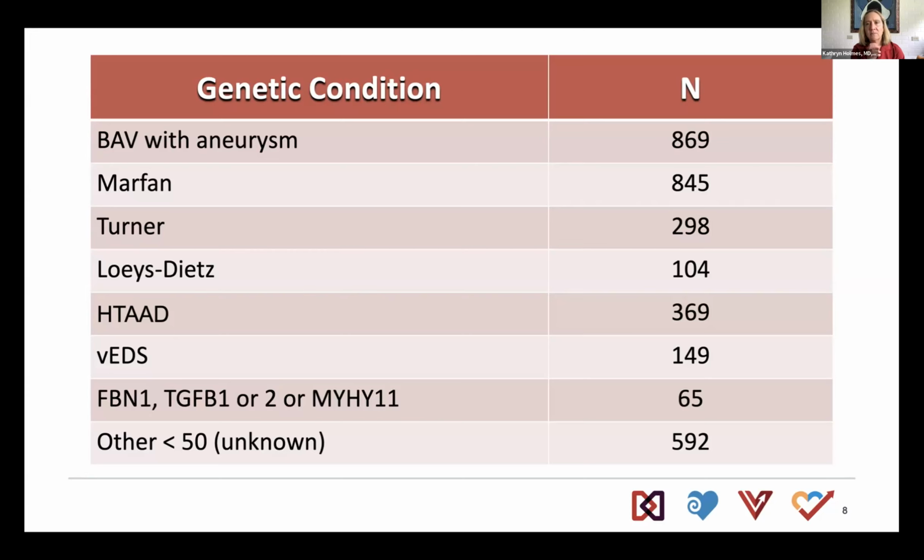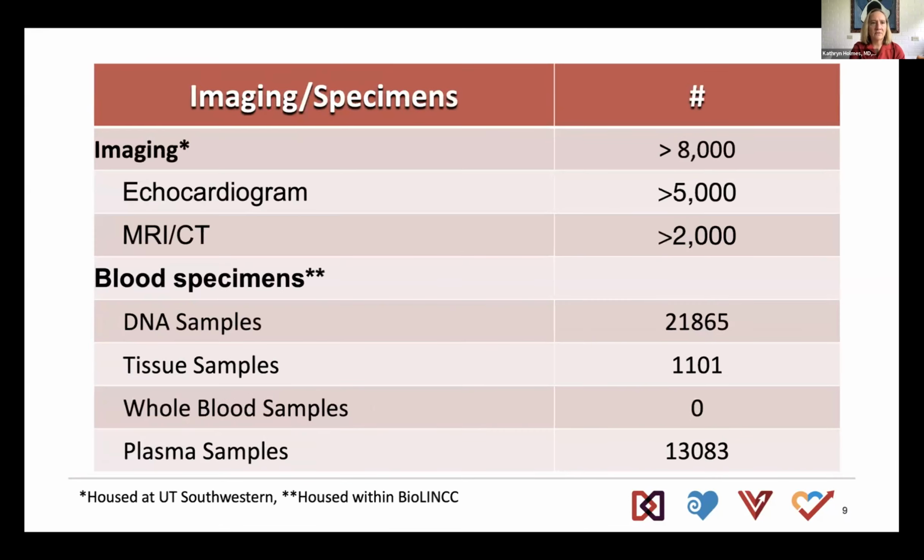So sometimes when people are interested in looking at Loeys-Dietz or TGF-beta 1 or 2 mutations, you can actually combine those 2 variables. There's another group, other less than 50. I think that's now known as non-syndromic thoracic aortic aneurysms and dissections. So at the time, we were using a different vocabulary and a different language for those patients, and now it looks a little bit better from that point of view.